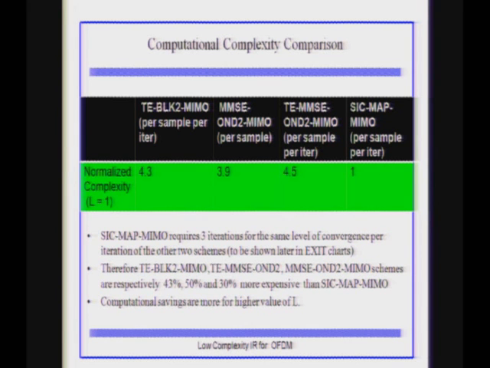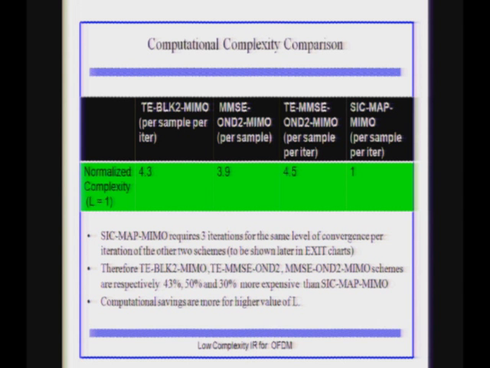So that is why SIC map requires 3 iterations for the same level of convergence per iterations of the other 2 schemes. So you have to scale it, and that is why we have only lesser gains here, 43% and 50% and 30% in the MIMO case. It's not as great as it was for the SISO, but still it is performing better.